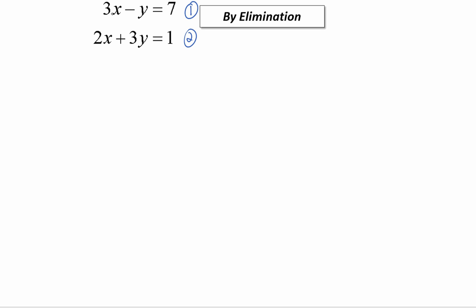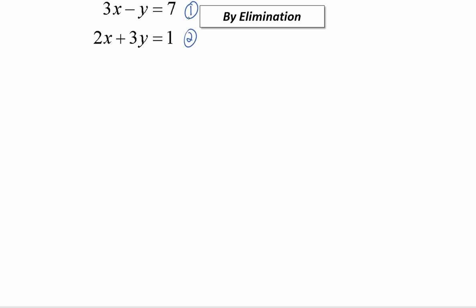Now we've got 3x here and 2x here. They're not the same. We've got a minus y and a plus 3y. They're not the same. But they're close in that we've got a minus and a plus already. So if we add them together, all we need is this one to be a minus 3y. If this y becomes a minus 3y and we add these two equations together, the y's will cancel. They'll be eliminated. Minus 3y plus 3y, there'll be no y's left.